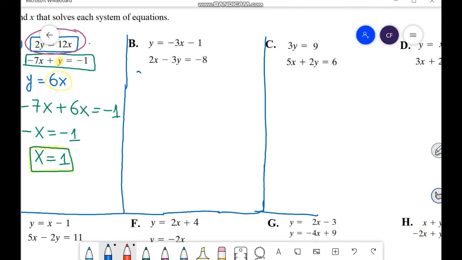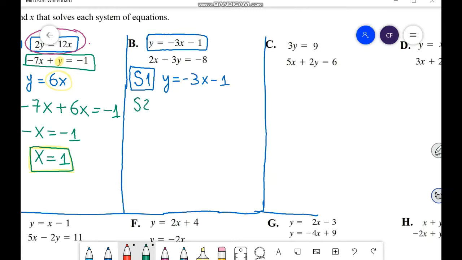Let's work on letter B of the quiz. We're going to apply the substitution method, starting with step number 1. I'm going to choose the first equation, the one on top, because we don't need to do anything. Step 1 is to isolate one of the variables, and it's already isolated: y equals negative 3x minus 1. So we don't need to do any further work here. Let's move to step number 2.